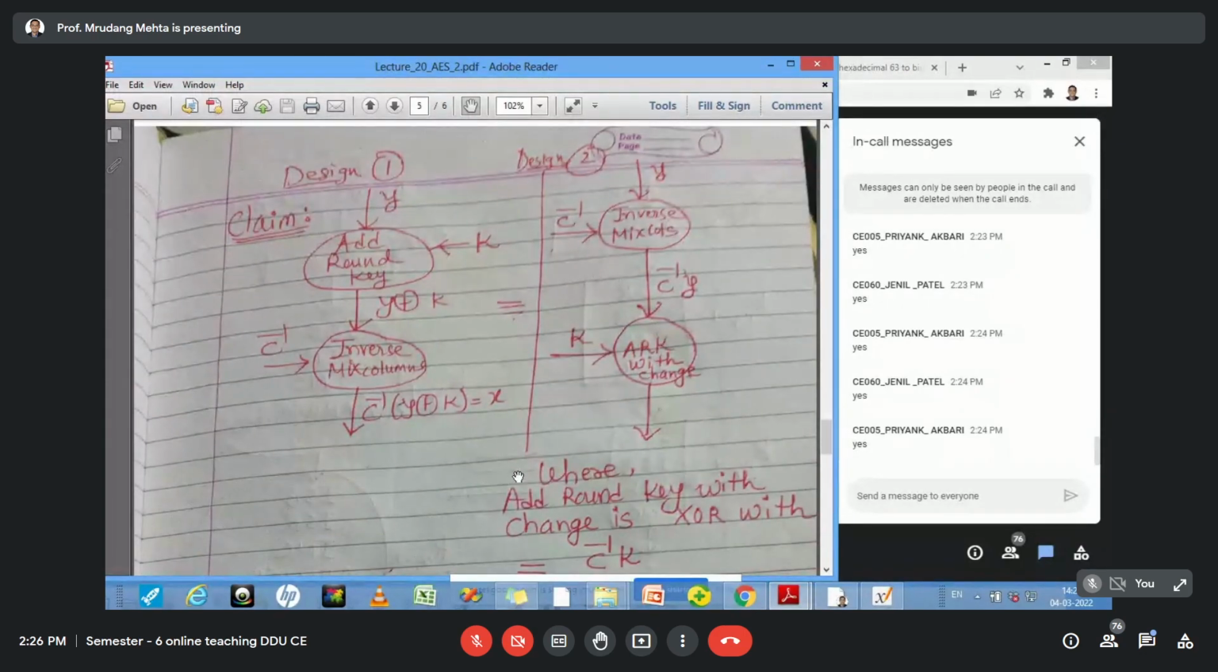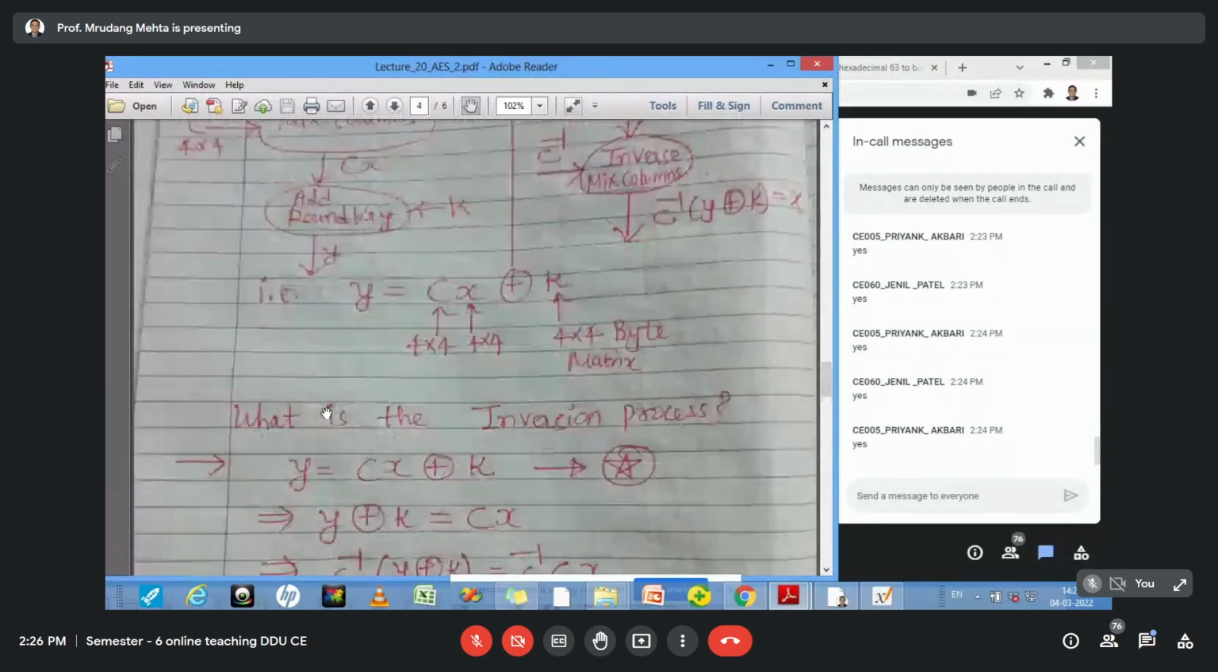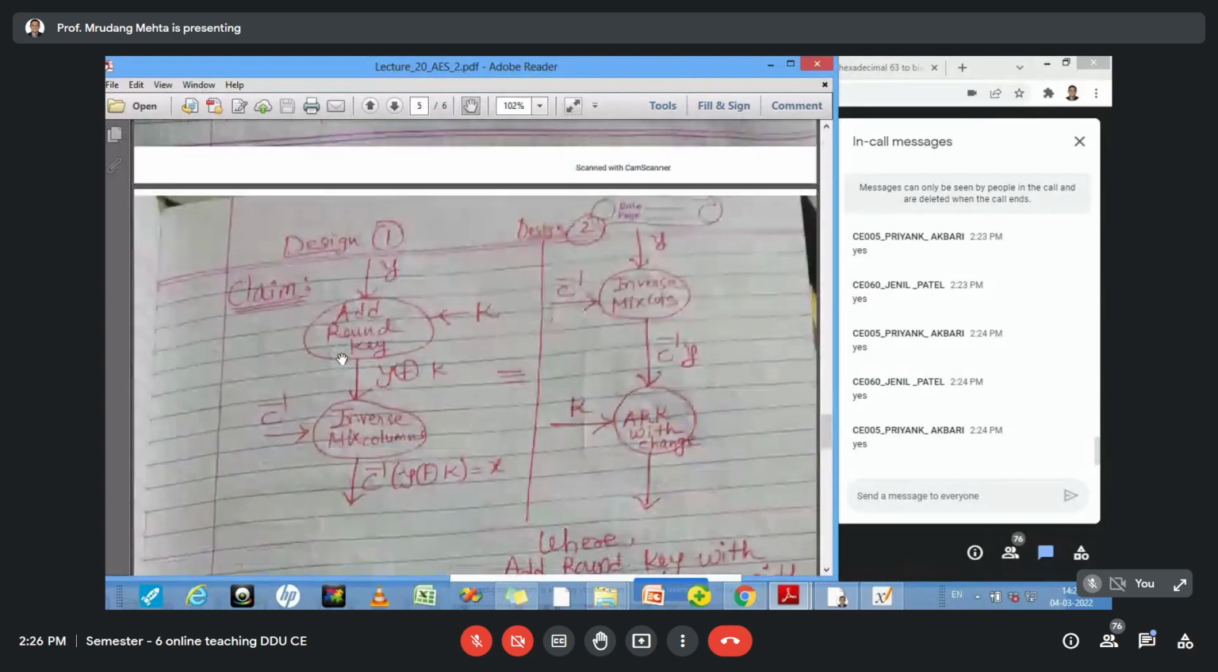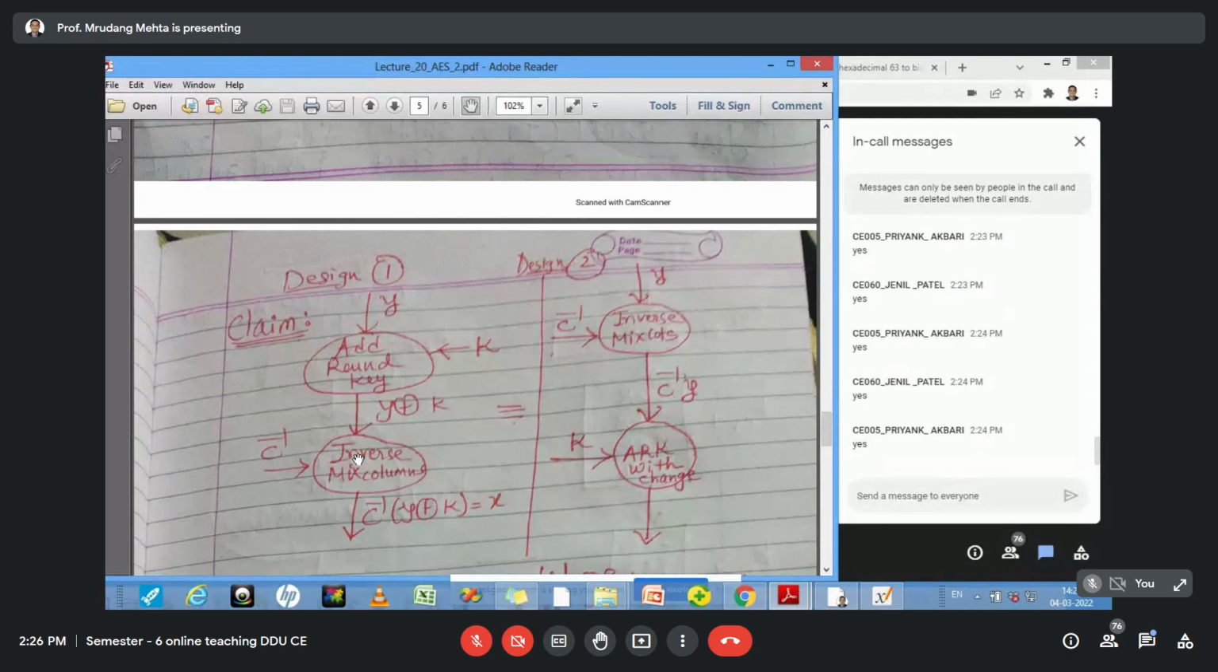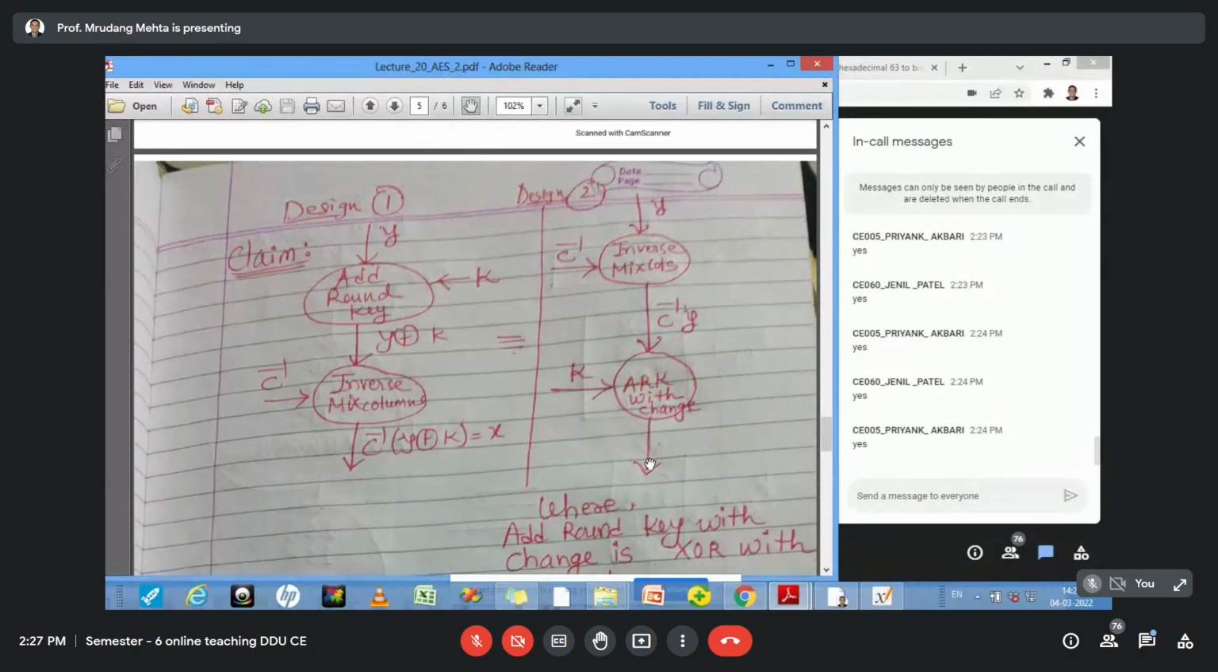Now, the third situation is if we do add round key and inverse mix column, first we perform add round key, then we perform inverse mix column. Here, what we have done is mix column followed by round key, but here we are doing add round key followed by inverse mix column. So what happens? Y XOR K multiplied by C inverse. But if we do the reverse of this, the reverse is inverse mix column. This step is taken first, and then ARK, that is add round key. We cannot use the same, because if we use the same, then what will happen? Y into C inverse XOR K. Y into C inverse XOR K is not the same as this. Correct? Understood?